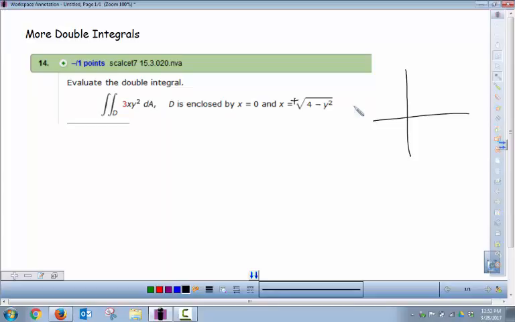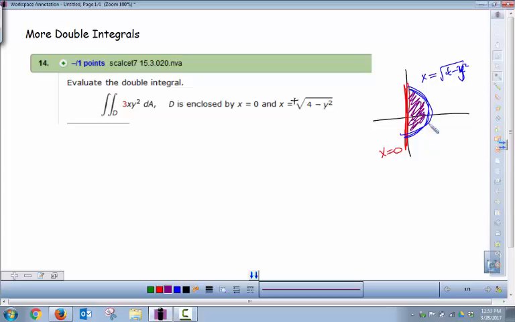So I have x equals 0. That graph is pretty easy. That's the y-axis. And then I have the graph of x equals this thing, which, like I said, is the positive x side of the semicircle. And your region is that region over here.